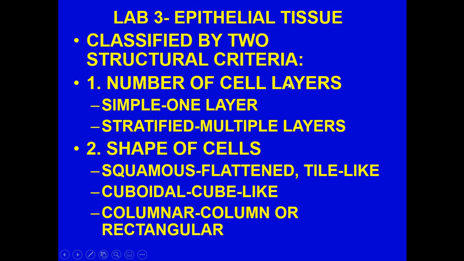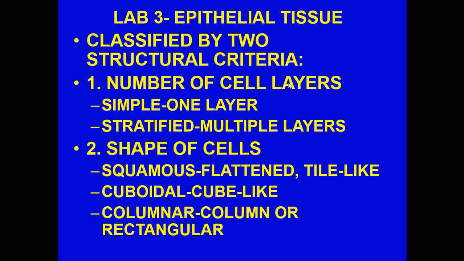First off, we're going to go through the epithelial tissue. This is classified by two structural criteria. Number one, the number of cell layers. You either have simple, which is just basically one cell layer, or stratified, which is multiple cell layers. Then we have to deal with the shape of the cell. Squamous is kind of flattened, somewhat tile-like. In essence, very little volume for cytoplasm, centrally located nucleus.